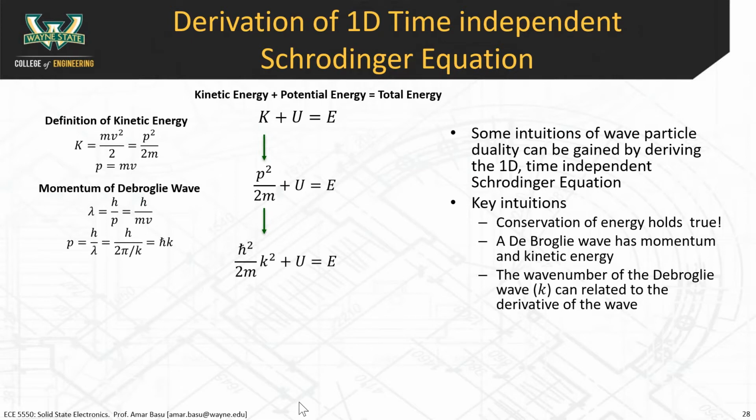The third part, and this was probably the key intuition of Schrodinger, is that the wave number of the de Broglie wave, so that k that we're talking about, can actually be related to the derivative of the wave. You can think about this as a mathematical trick or an intuition.